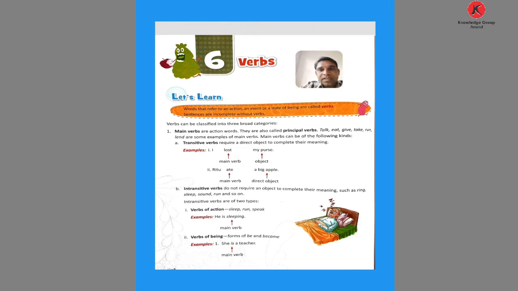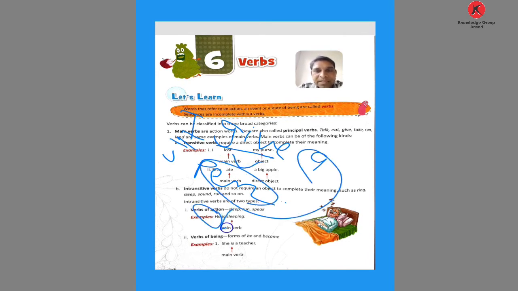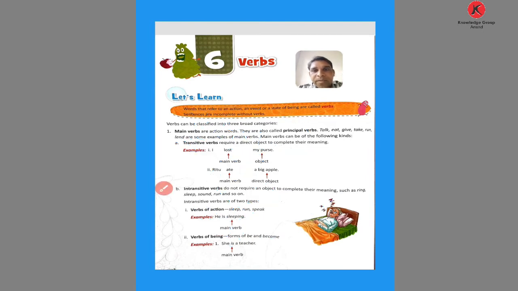Now one more example. I give a pen. I is the subject, give is the verb. A pen is the object, a thing. So, this is a transitive verb. Transitive verbs require what? They require an object to complete their action.